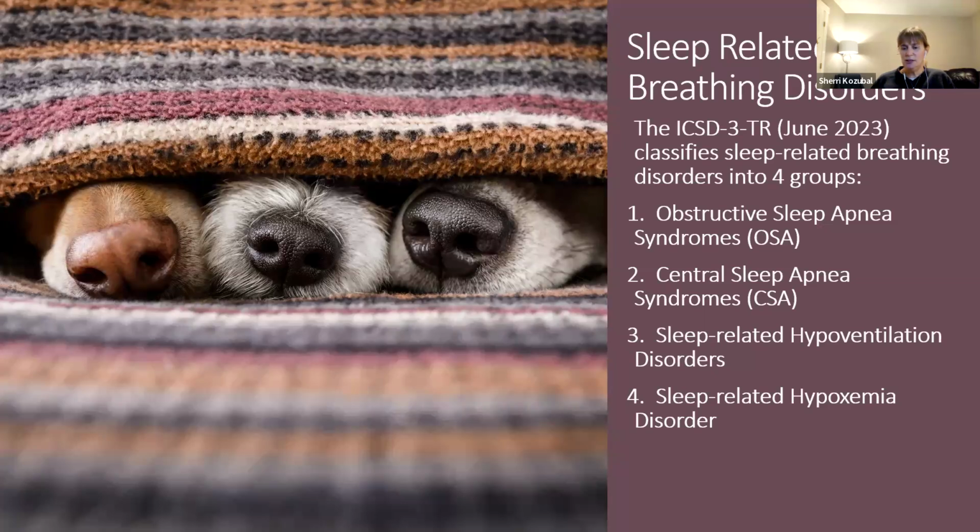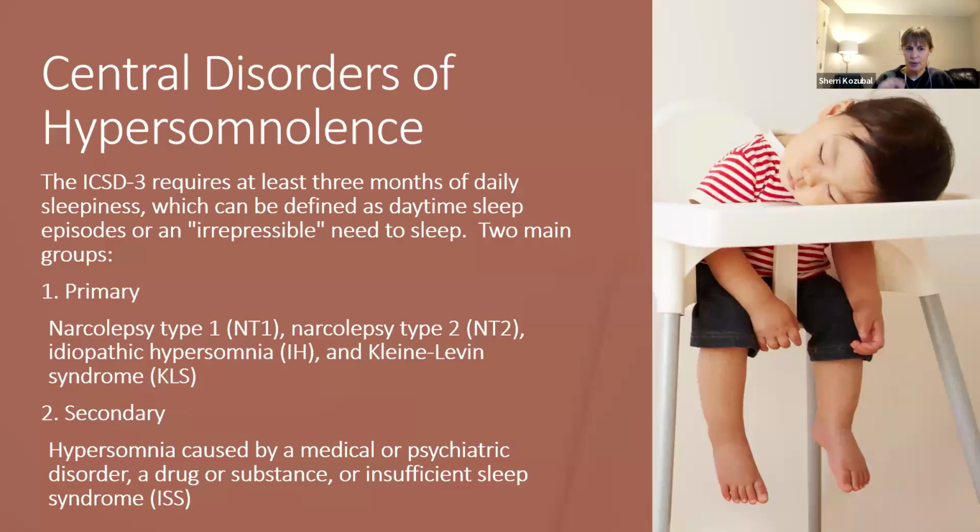Sleep-related hypoventilation disorders, of course, and then sleep-related hypoxemia disorders. Then, of course, we've got central disorders of hypersomnolence. So to have this, you have to have at least 3 months of daily sleepiness. And we can see this as daytime sleep episodes or irrepressible needs to sleep. So like severe pressure to sleep.